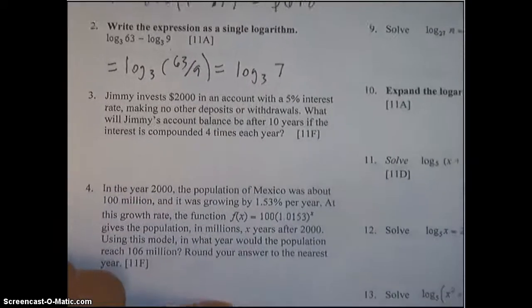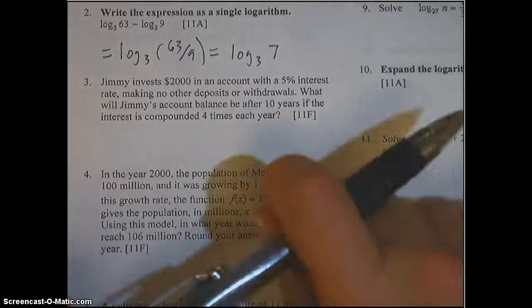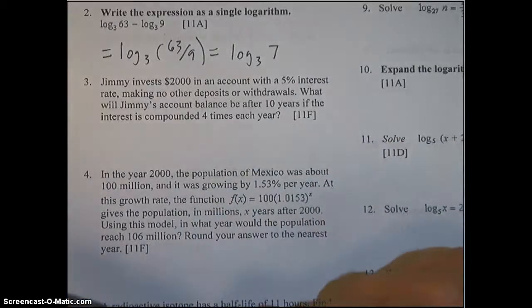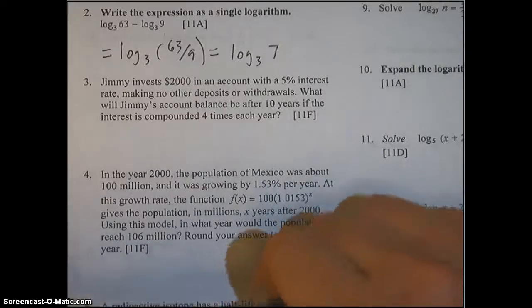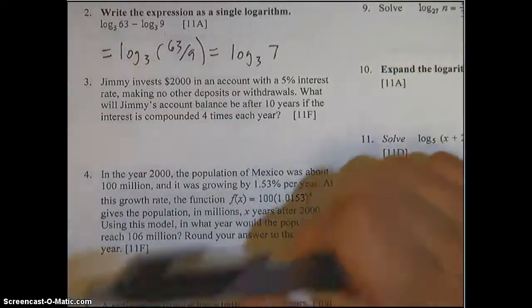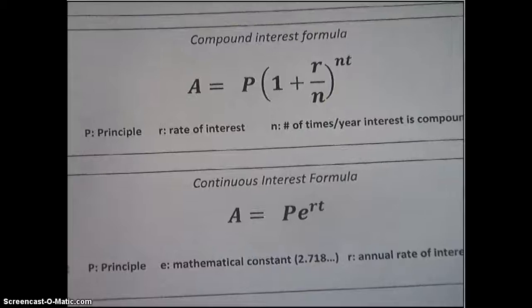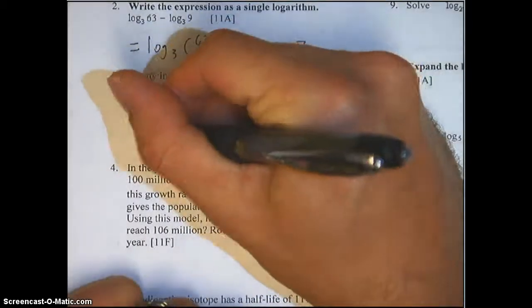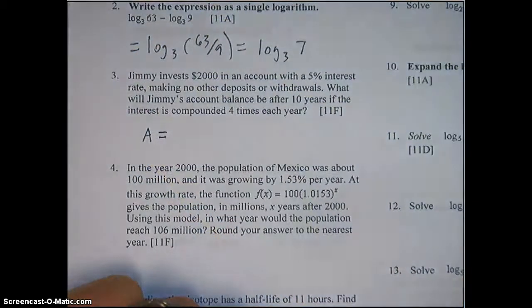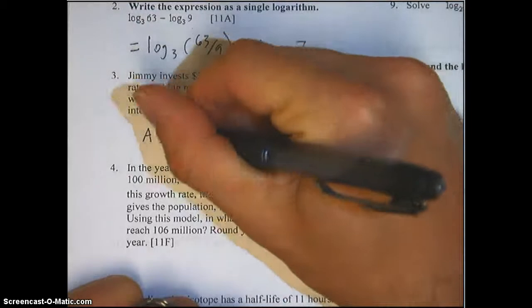Next up is number 3 here. It's another word problem. Jimmy invests $2,000 in an account with 5% interest, making no other deposits or withdrawals. What will Jimmy's account balance be in 10 years if the interest is compounded 4 times each year? So I'm going to use this compound interest formula one more time. And I still don't know the A. I'm trying to figure out the final amount. The principal, what he started with, is 2,000.